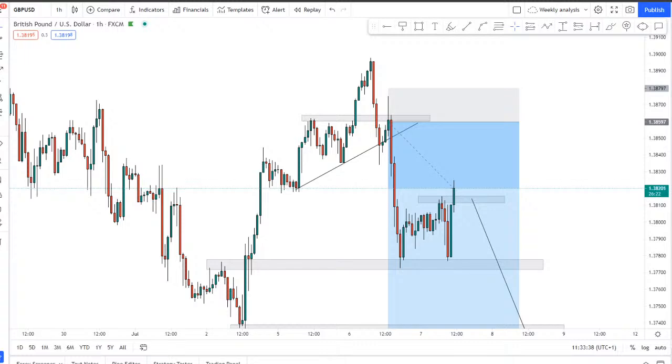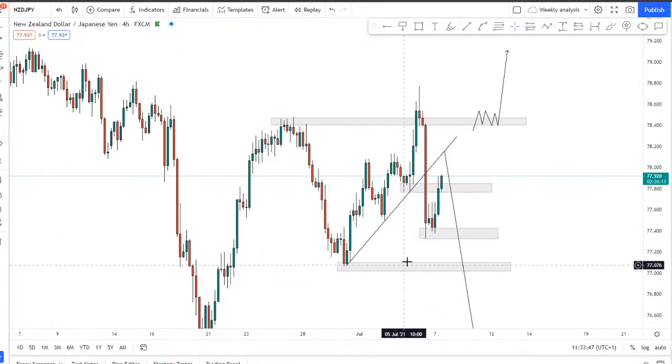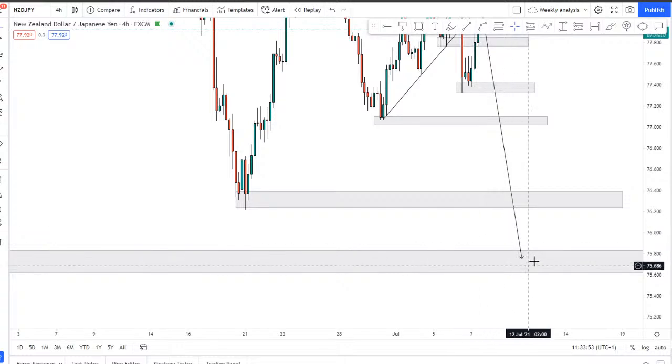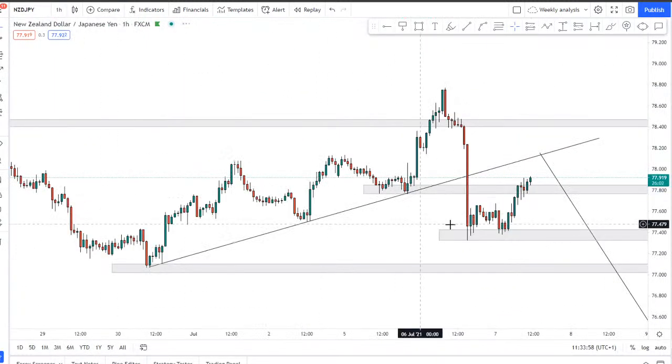I'm currently looking at NZDJPY for some potential shorts for this pair. We've seen a really nice collapse to the downside, treating this bullish movement here as just a retracement. So I'm looking to get involved in the move down. I think we can come back down to this area around here. So those are the shorts I'm looking for in NZDJPY.